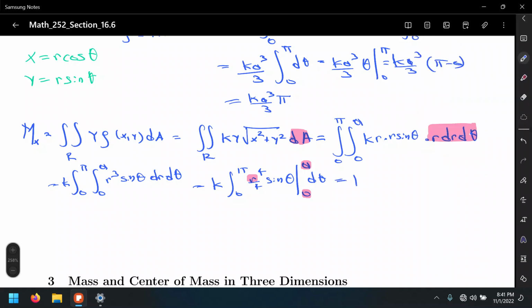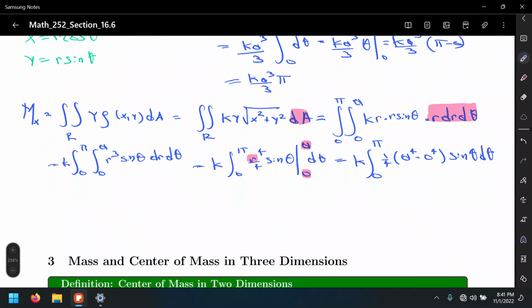So in this case, k integral from 0 to pi, that's 1/4 a to the 4th minus 0 to the 4th times sine theta d theta. Simplifying all this, a to the 4th minus 0 to the 4th is just a to the 4th, times 1/4, which is also a constant that I'd rather take outside with the k and multiply together. So that's k a to the 4th over 4, integral from 0 to pi, sine theta d theta.